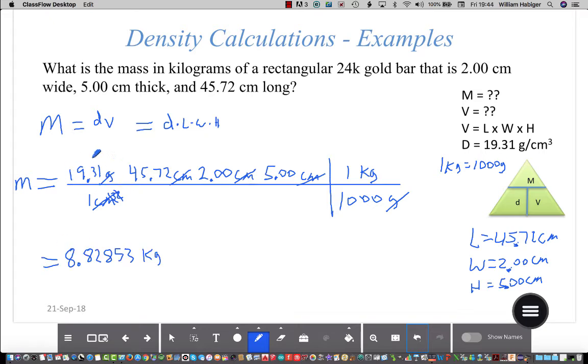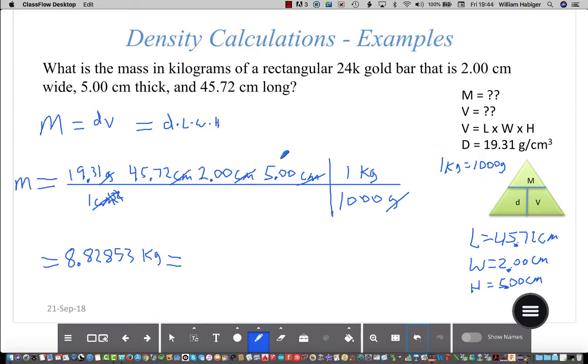So when I take 19.31 times 45.72 times 2 times 5 divided by 1,000, I get 8.82853. So that's our calculator answer. The last step is to figure out how many sig figs it has. For the multiplication and division rule, you go with the least number of sig figs. 19.31 has 4 sig figs, 45.72 has 4, 2.00 has 3 because those are trailing zeros and there's a decimal point, and trailing zeros, when there's a decimal point, are significant.